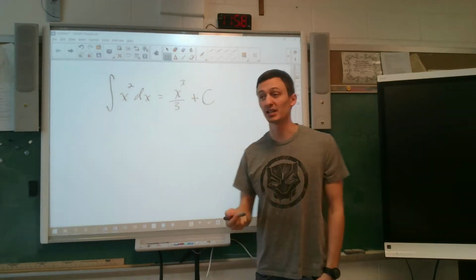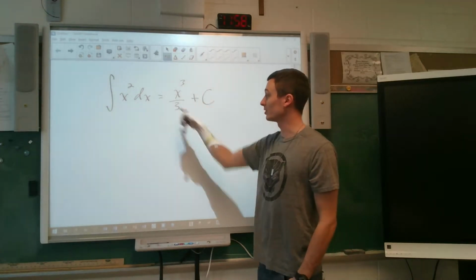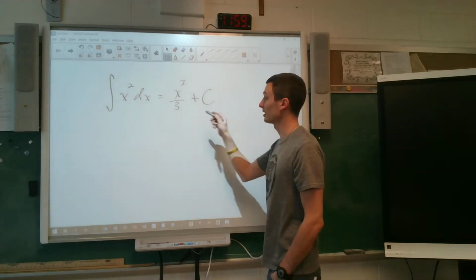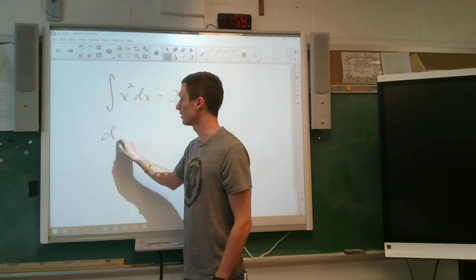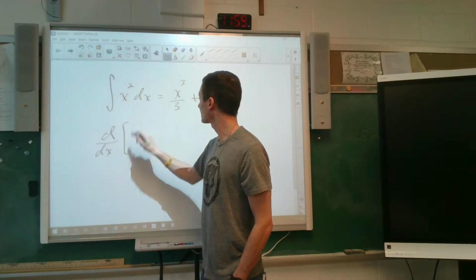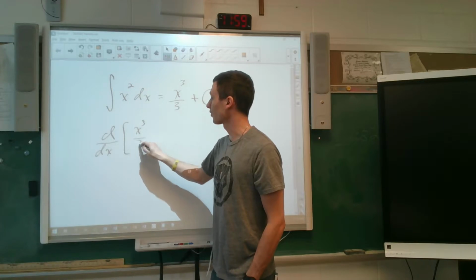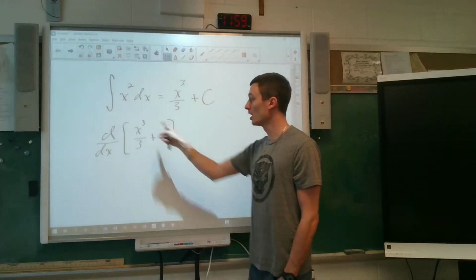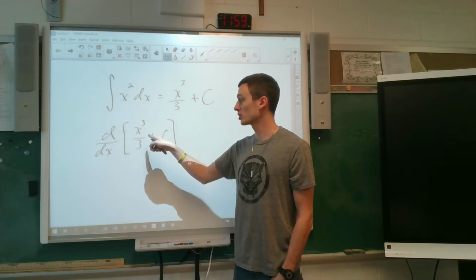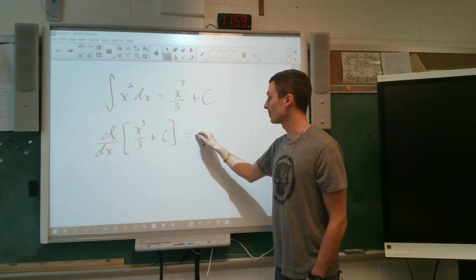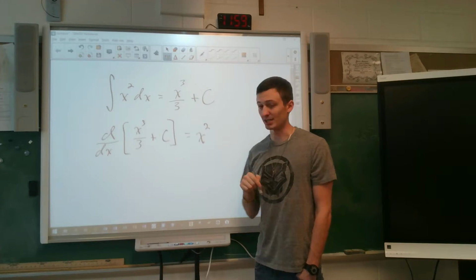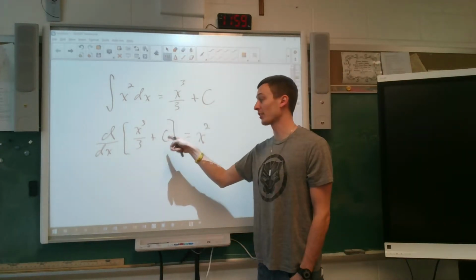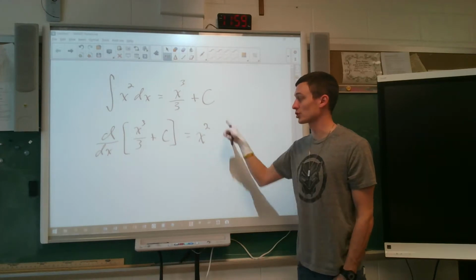This is very important, and this is the whole idea with an antiderivative. If I took the derivative with respect to x of x cubed over 3 plus c, the derivative of x cubed would be 3x squared, but these 3's would cancel out, so I would be left with x squared. And this plus c is a constant. I don't know what it is, but when I take the derivative of a constant, it's 0, so I'm left with just x squared.